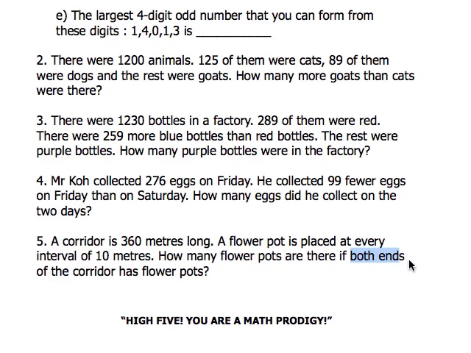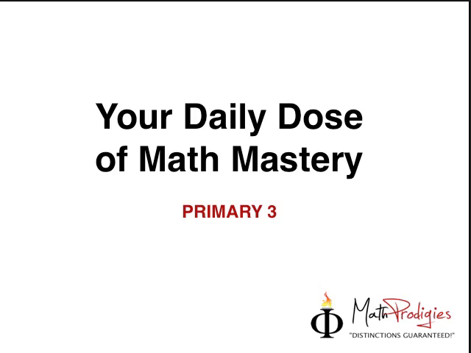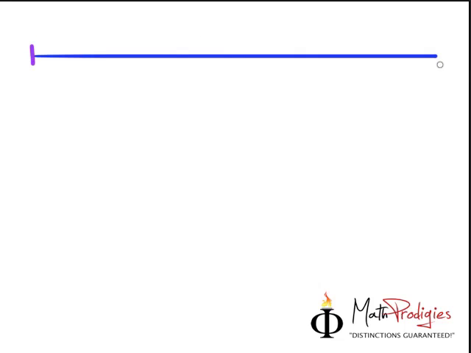Both ends means at the start there's a flower pot, and at the other side we also have a flower pot. So let's imagine this. I'm going to draw for you. This is one of the questions that I love to do because it's so cool. So both ends of the corridor have a flower pot. There's a flower pot here, and the other end here also has a flower pot.